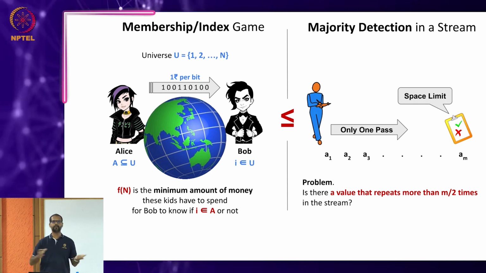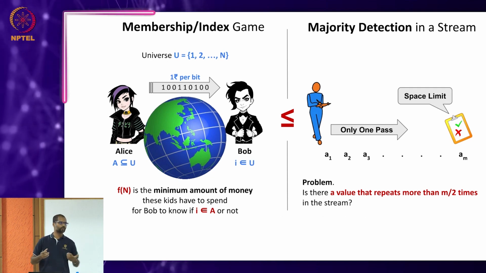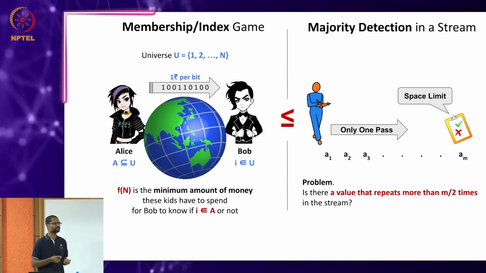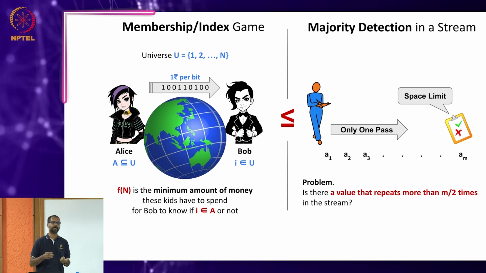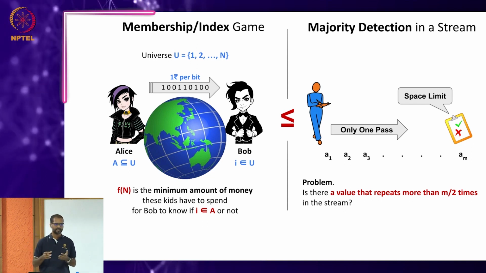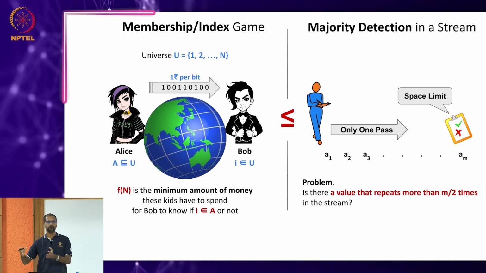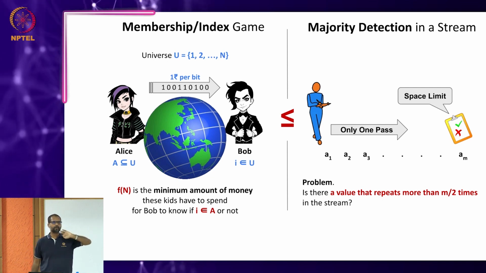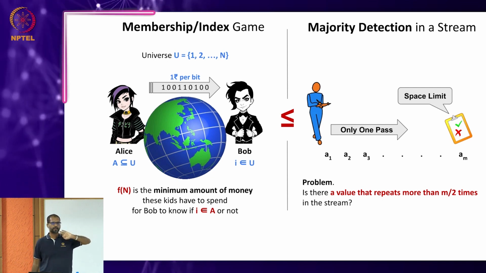Okay. So if the stream is like 1 million, 2 million long, I'm checking even if there is one number which appears 1,000,001 or more times. Okay. So strictly more than half the whole length of the string. Is the second problem clear? Is the majority detection problem clear?